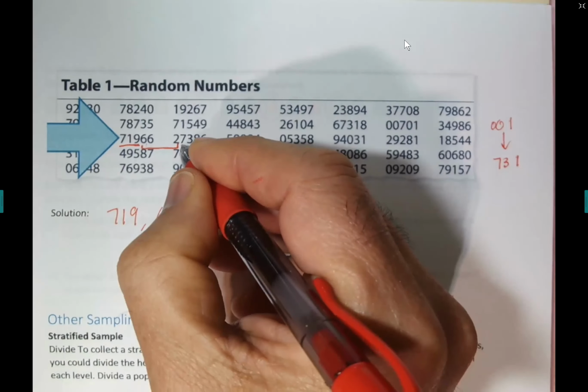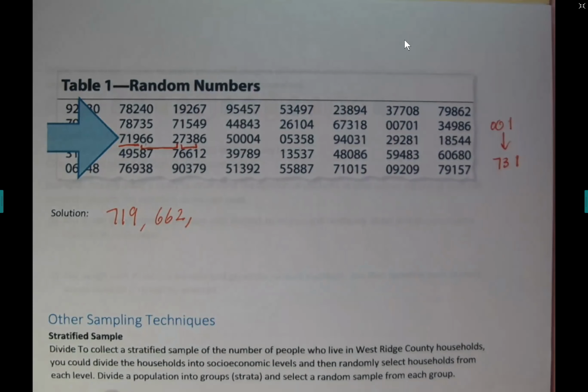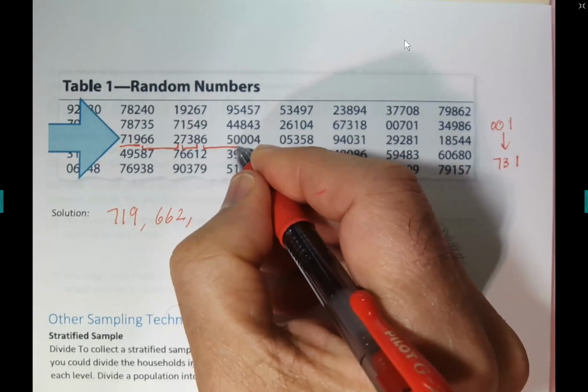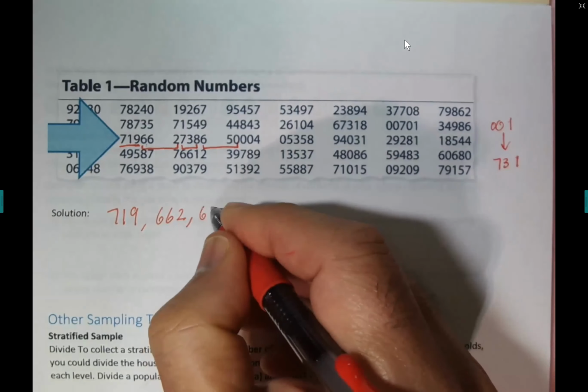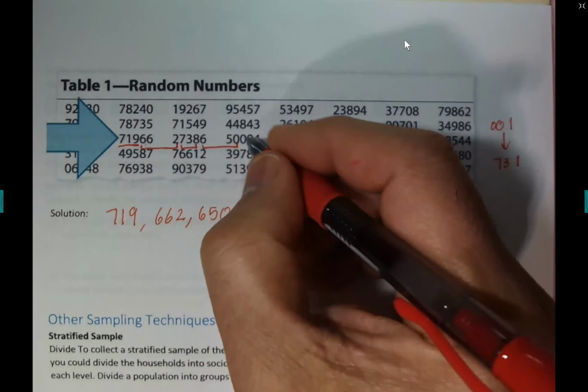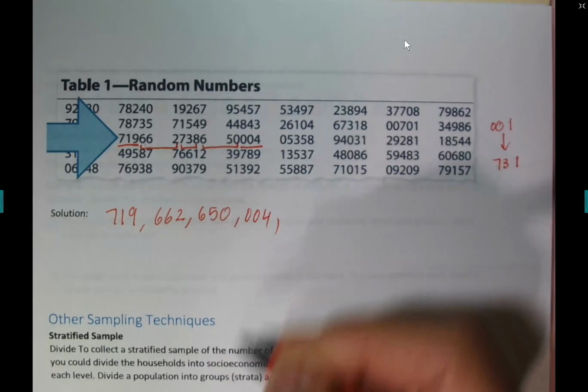What about this one, guys? 738. No, because I don't have anyone by the name 738. We go up to 731. Move on. Next. 650. It will be in the sample. Now, maybe some of you were wondering, does this table pick single digits? Yeah, it does. Look at the next one. 004 in the sample. I need 4 more.